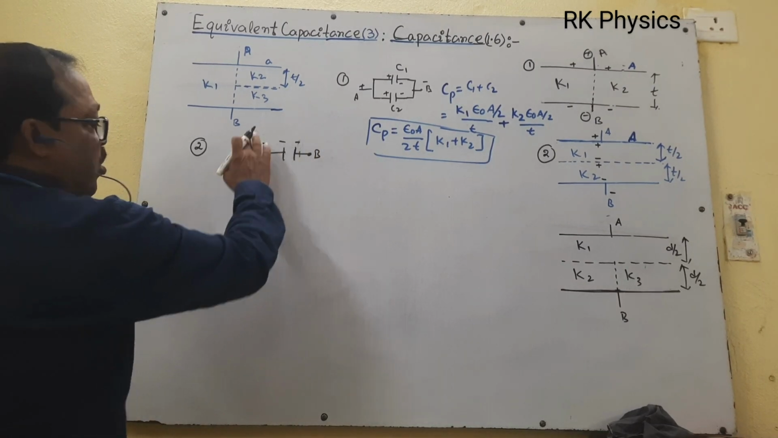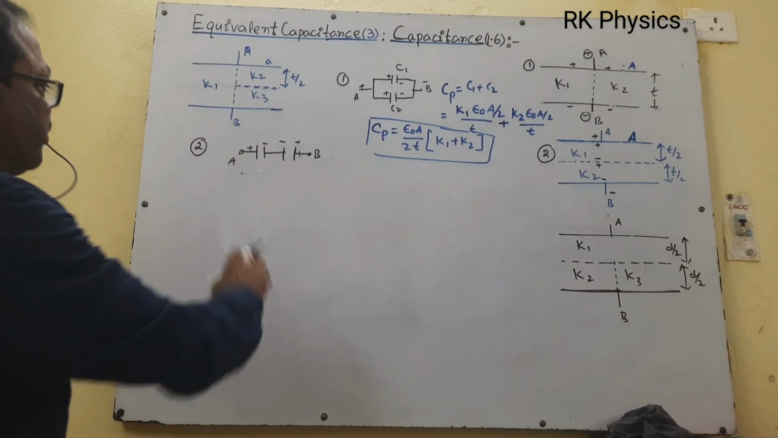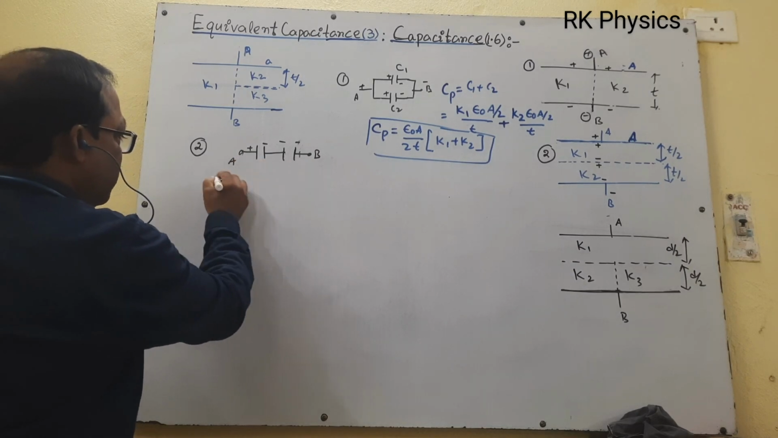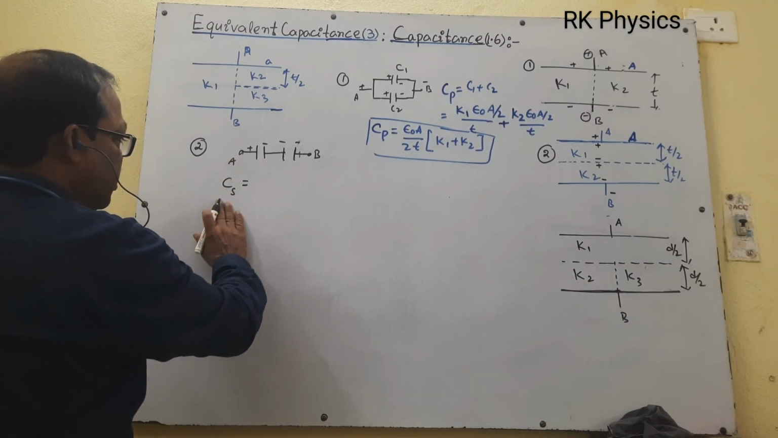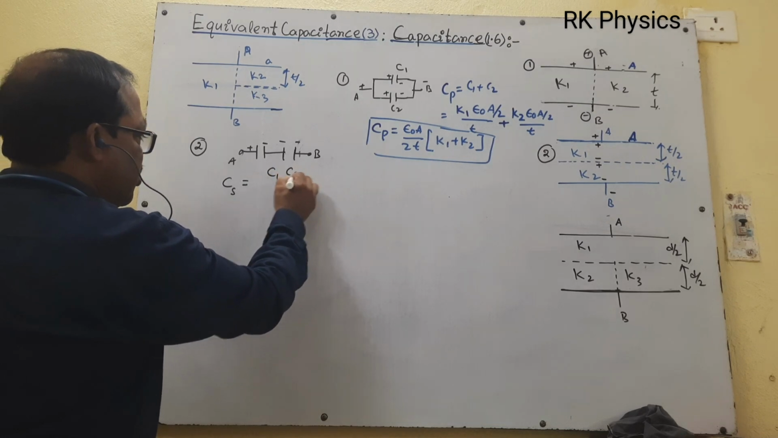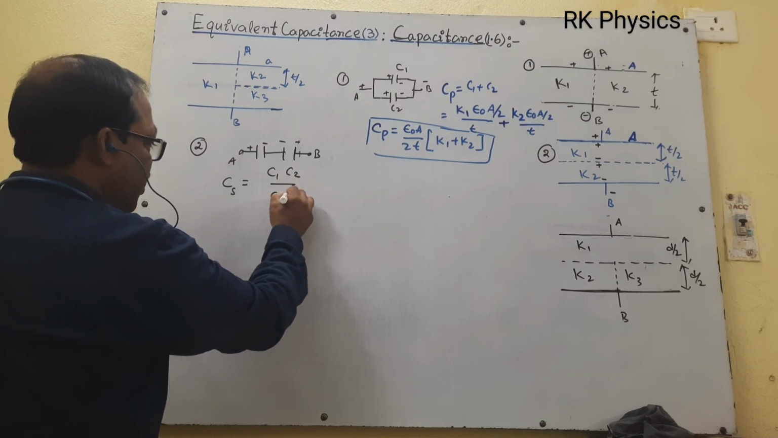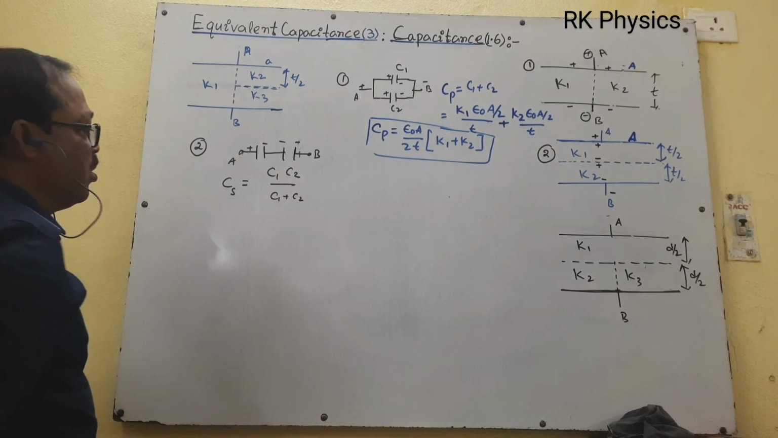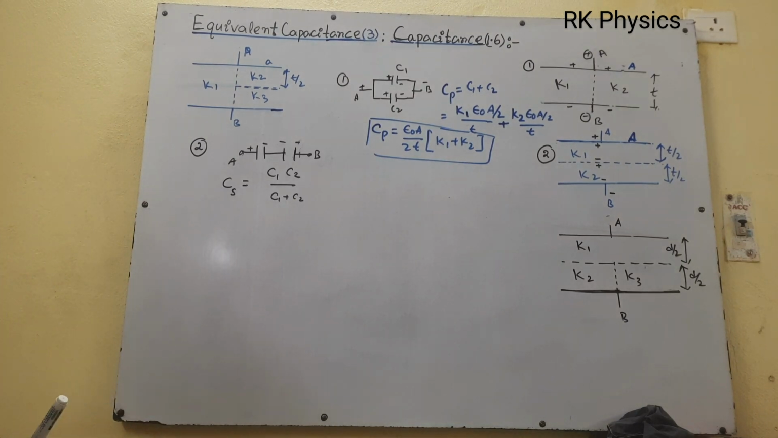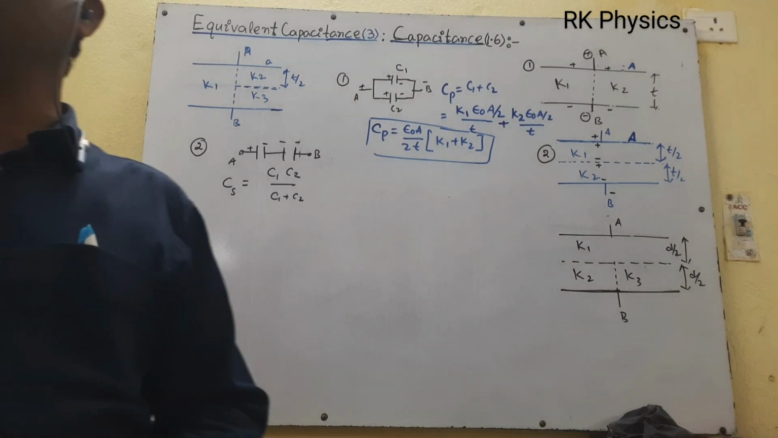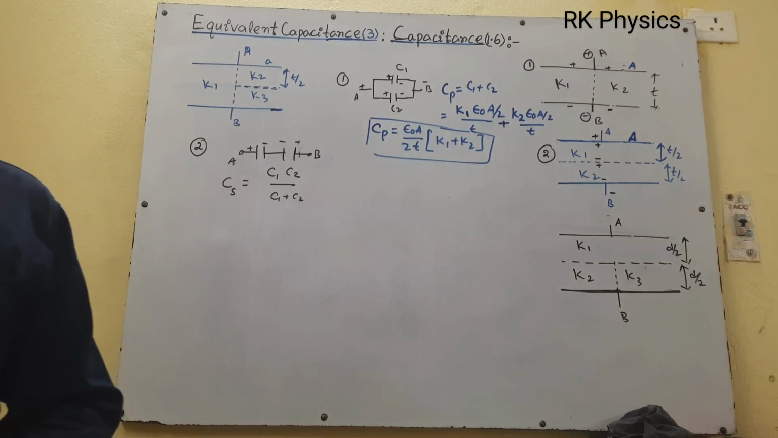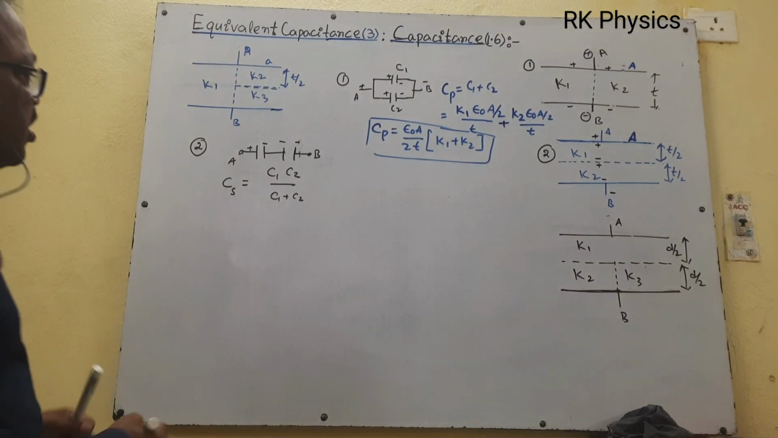Now this circuit shows that they are in series grouping. Therefore the equivalent capacitance is Cs, which is C1 C2 divided by C1 plus C2. So this is the formula. Now we need C1 and C2.